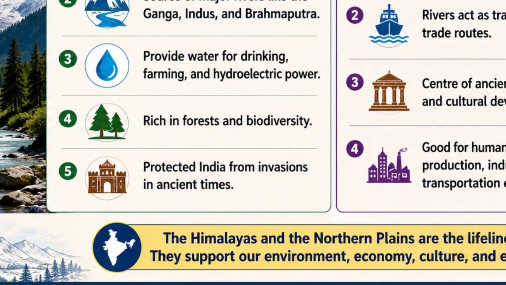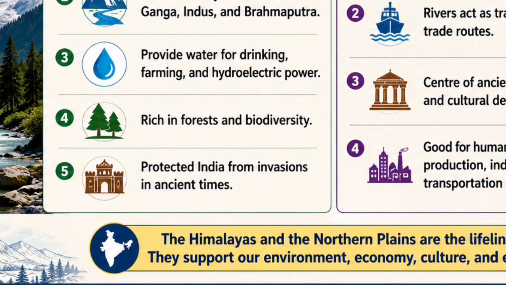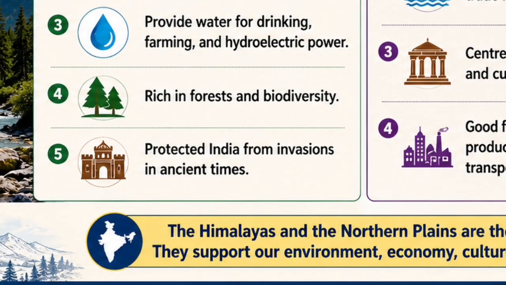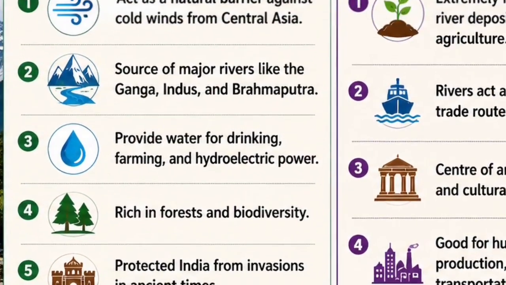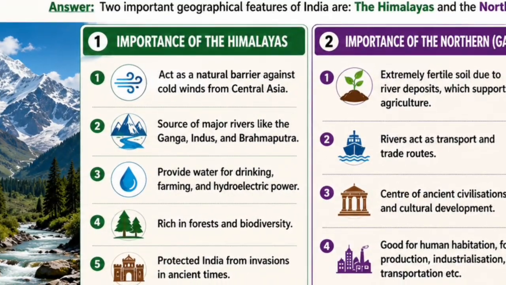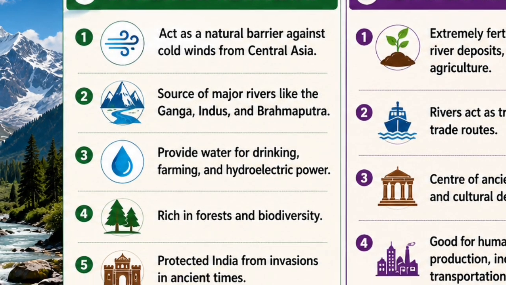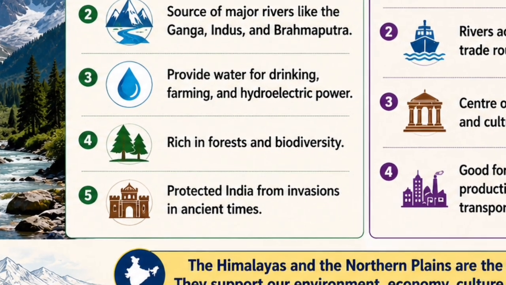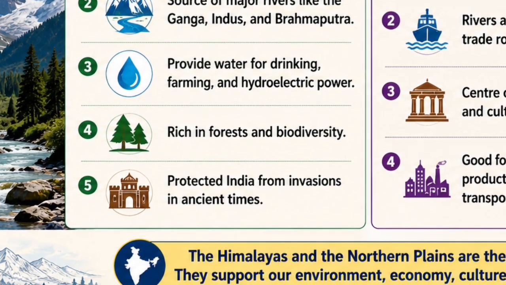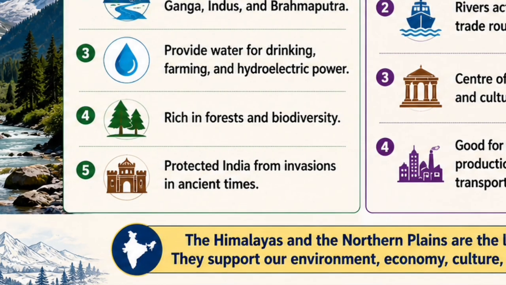Next, there is great biodiversity and forest resources, rich in forest and biodiversity. And point number 5 is that it protected India from invasions in ancient times. It acted as a great wall and protected India from invasions, right? So the Himalaya mountain is very, very important for us. It makes our environment and climatic conditions very pleasant, and it is a source of rivers, it provides water, and there is great forest and biodiversity, and it protected India from invasions as well, right?